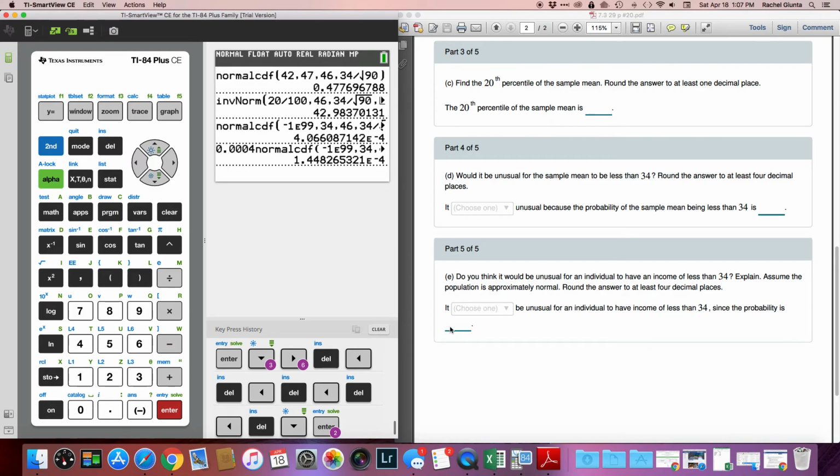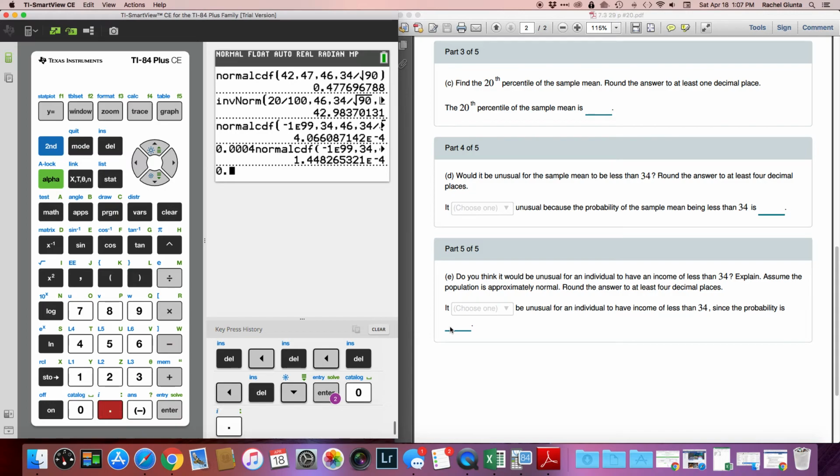And so in this case, it's going to be 0.000, 3 zeros because it's minus 4, and then 1 because the number that follows 1 is 4, so it's not going to round up to a 2, it's going to stay a 1. And of course, 0.0001 is also much less than 0.05, so it would be unusual.